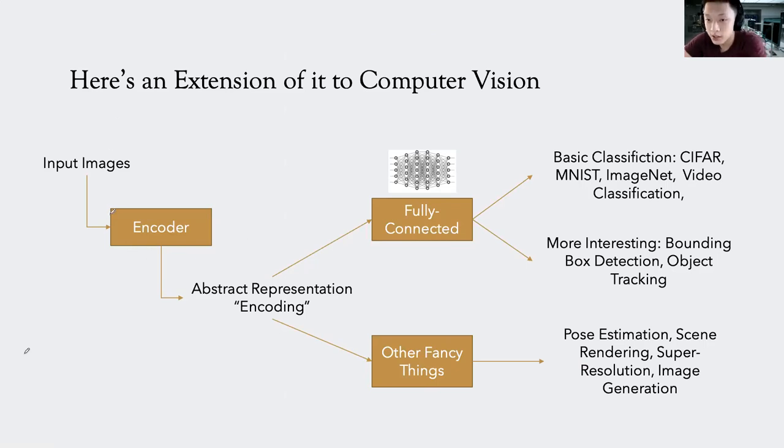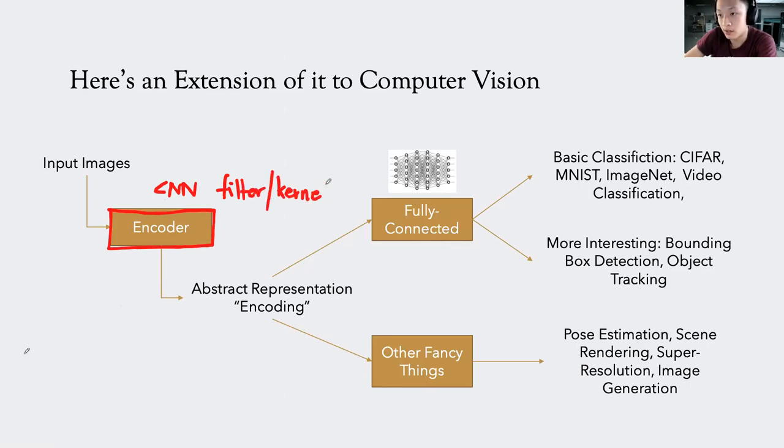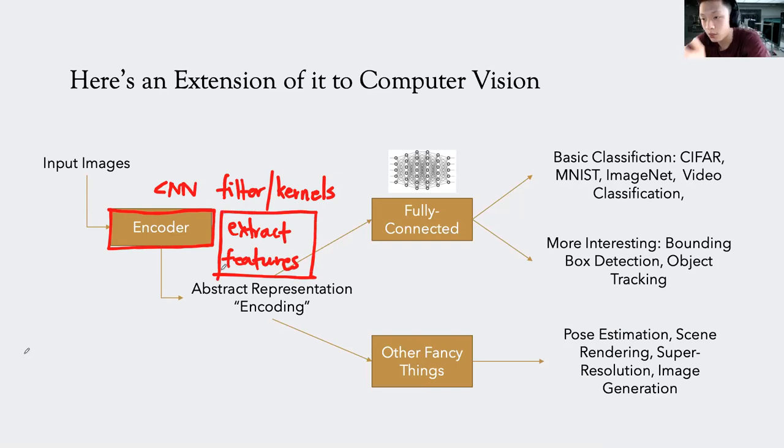We are still interested in finding an encoding, an abstract representation of this. And remember, you would do this with a convolutional neural network that has filters, or what we called kernels. These mean the same thing, they're synonyms. Filters and kernels extract features. So this is the whole point. You have an encoder that extracts these features. And what are these features?